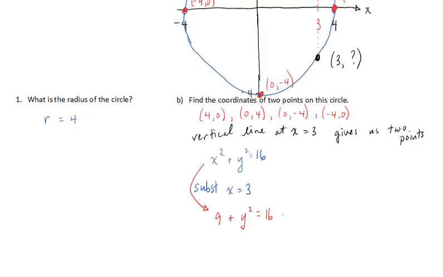3 squared is 9. Okay, we have more people coming into the middle of our video recording, which is just fine. It's a video. I got this. Don't worry.